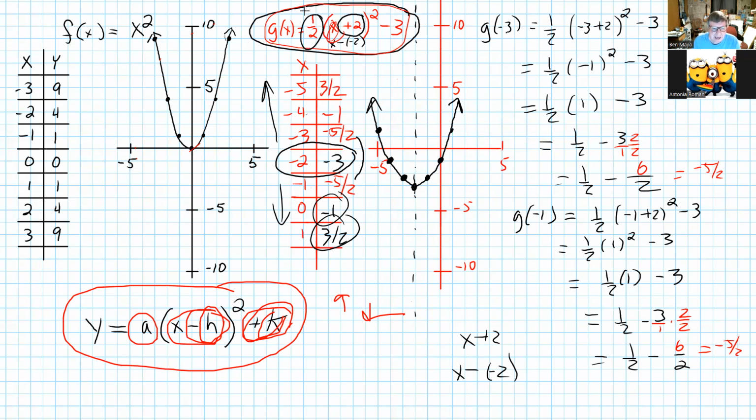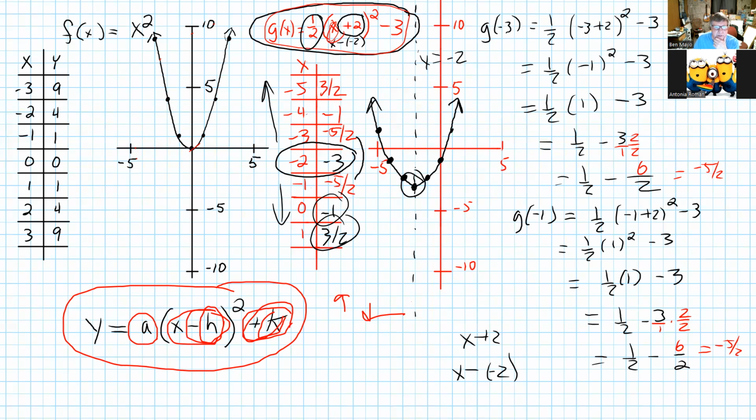a is 1/2, which is positive. So the parabola opens upwards. The vertex is at (h, k), (-2, -3). The axis of symmetry is at x equals -2. All right? We doing okay there?